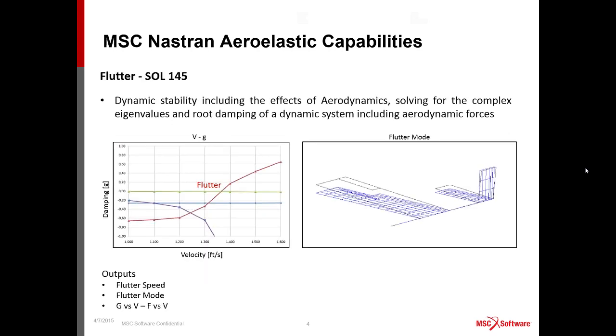So let's have a look at the flutter solution 145. This is for dynamic stability problems that we perform in the modal variables, and this is something that happens from the interaction of the aerodynamics with inertial loads and elastic loads. So what we can evaluate with Nastran is, for example, how the modal damping is changing with respect to the velocity. And when the damping becomes positive, we have a dynamic instability. We have a flutter point, as you can see from the red line on the graph on the left side.